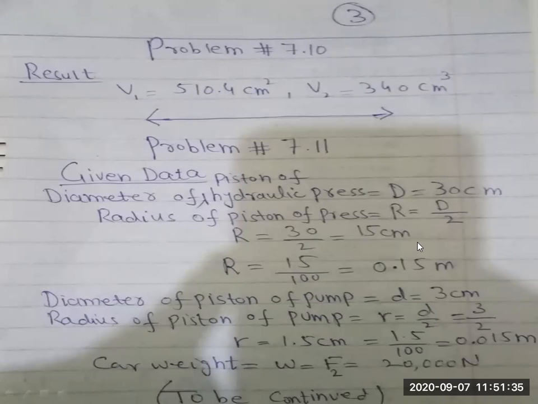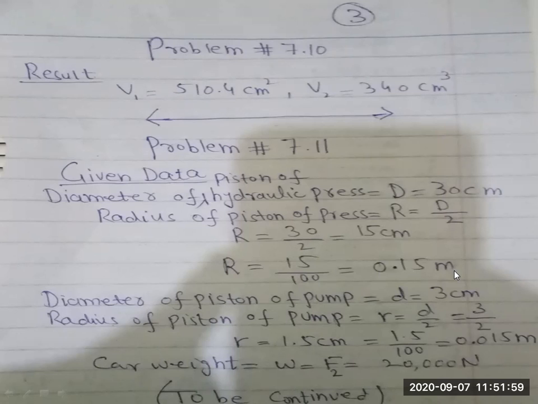But this is in centimeter. We convert this because the radius is a length, and the SI unit of length is meter. That's why I am dividing this by 100 to convert it into the SI unit. So 15 divided by 100, I will get 0.15 meter.